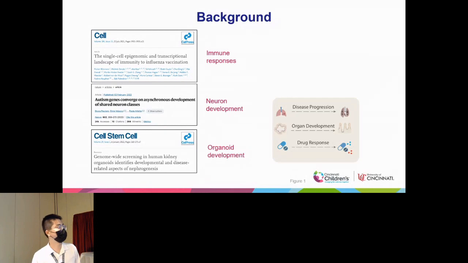And just a cartoon visualization of such data sets, which include both perturbation conditions as well as temporal data. For example, the single-cell data along disease progression, like the kidney disease here in the third paper, and also the cell type profile during organ development as well as drug responses.